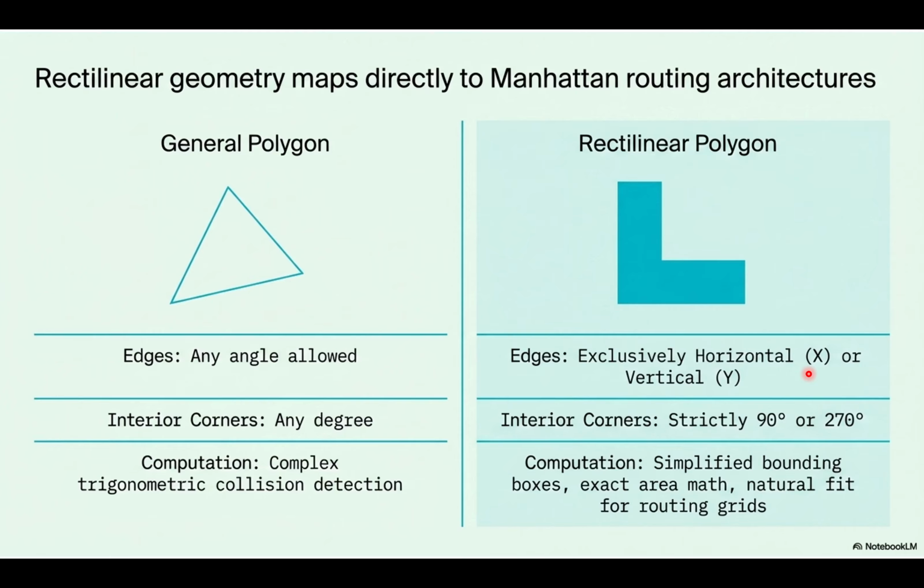A rectilinear, or you might hear it called an orthogonal polygon. It's a shape where the edges are exclusively horizontal or vertical. Okay. Every single interior corner is strictly 90 degrees or 270 degrees. Nothing else is allowed. See, I have to say, looking at this from a pure design perspective, that feels like a totally artificial constraint. How so?